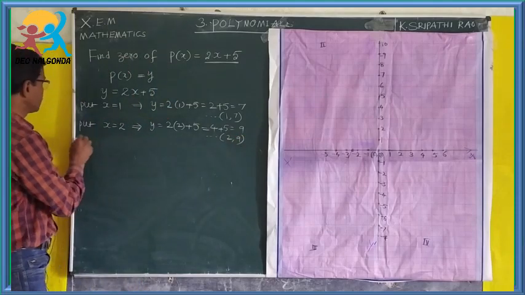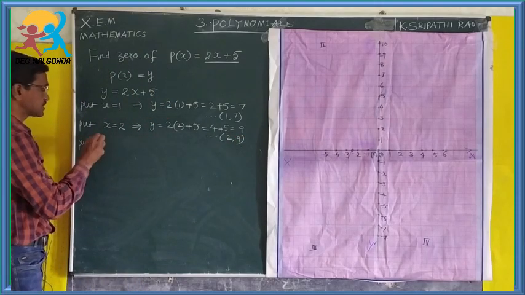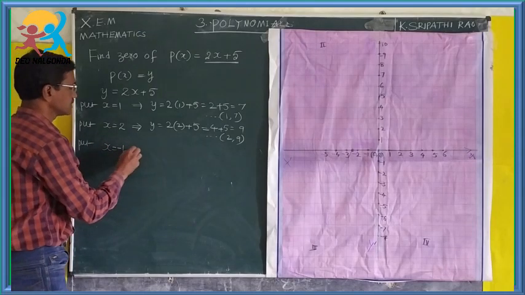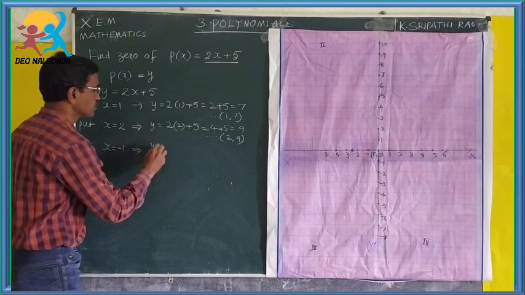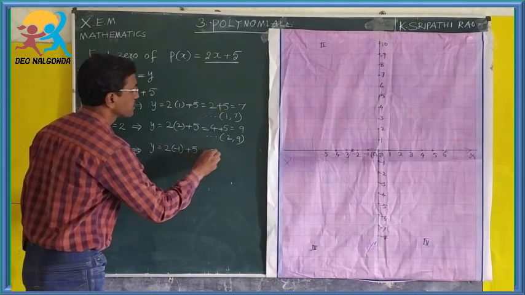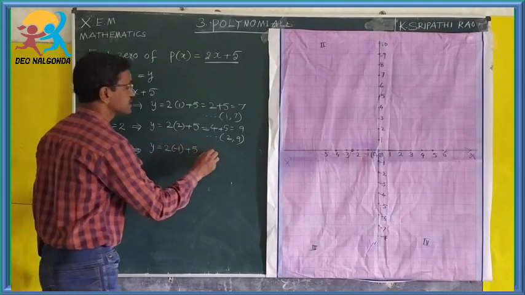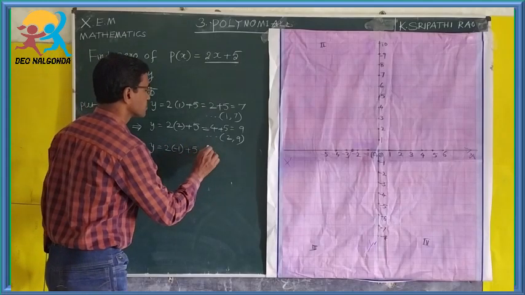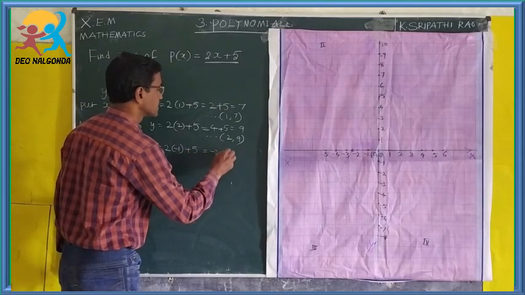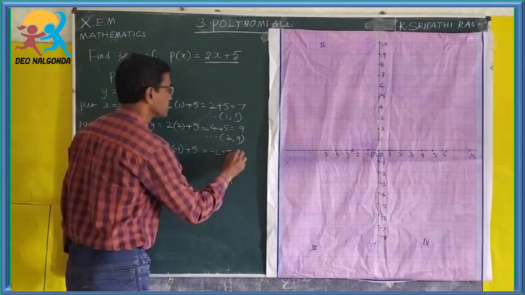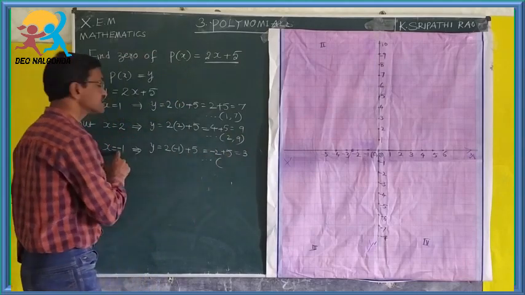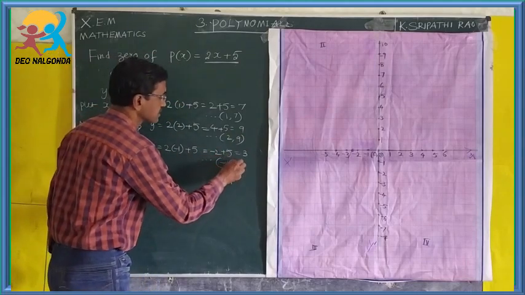Let us take one negative number. You can take 0 also. Negative number, x is minus 1. This implies y is equal to 2 into minus 1 plus 5. Here plus into minus is minus, so minus 2 plus 5 is equal to 3. So here the coordinates of the point are minus 1 comma 3.